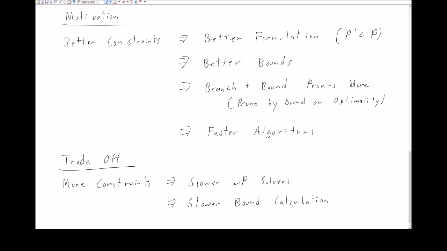Unfortunately, by putting more constraints into our formulation, there's a trade-off. More constraints mean that we can solve our LP, but our linear program is potentially going to take a longer time to solve. If our linear program takes a longer time to solve, although we get better bounds, they take a longer time to calculate. We're going to keep this trade-off in mind. Adding better constraints is going to result in faster algorithms because we get better bounds. However, when we add constraints, we're going to have to take longer to solve our linear program, and so these better bounds are going to take longer to compute.